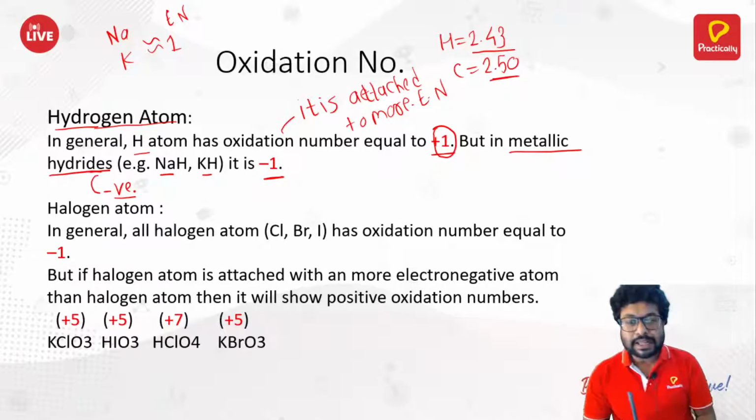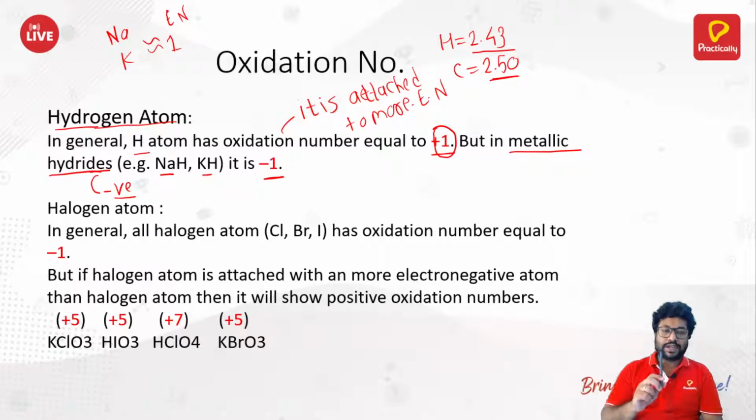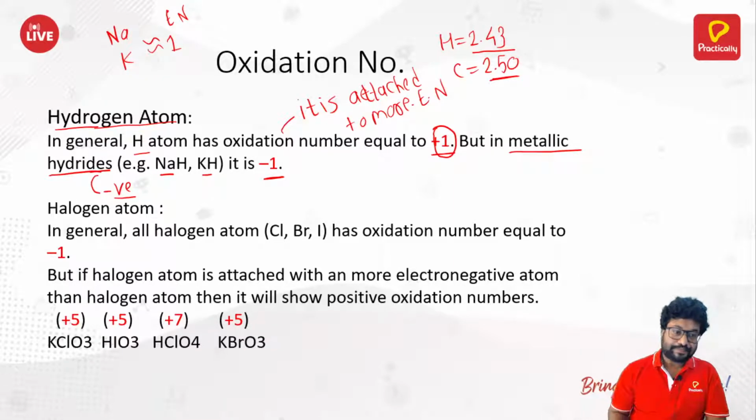Okay, so remember this thing. Whenever hydrogen is attached to the metals, it has a -1 charge. If it is attached with the non-metals, which are more electronegative than it, then it will have a +1 charge. These are the only two oxidation states shown by hydrogen.